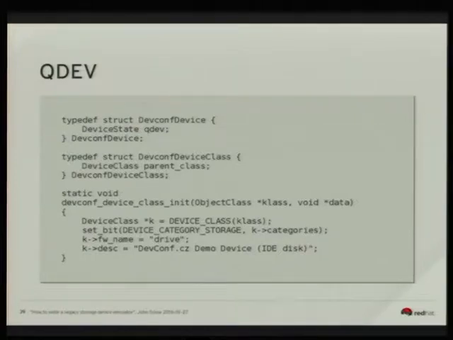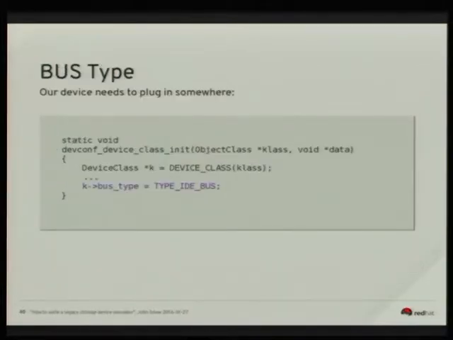And then in the class initialization, we're going to describe the category of the device, the name of it, give it a human-readable description, and also, during the class initialization, we're going to explain what the parent bus type is, which actually isn't that important for IDE because they're not hot pluggable, except in Xen, I guess. But for newer devices, there's hot plugging, and the bus descriptions become very important for knowing where you can plug in these devices.